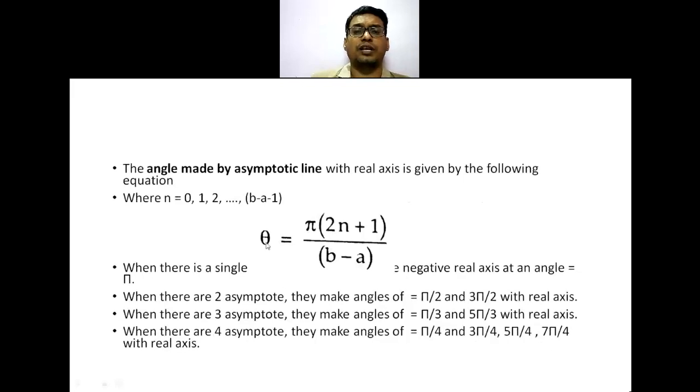And how is that to be calculated? From this formula, by substituting different values of n. And n will have values up to b minus a minus 1. In this case, b minus a is 2 minus 1, which is 1, minus 1, that is 0. So it will have only a single value, 0. That means n will be equal to 0, which means there is a single asymptote.